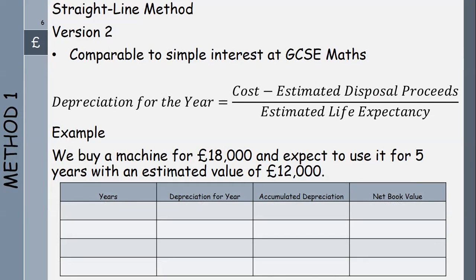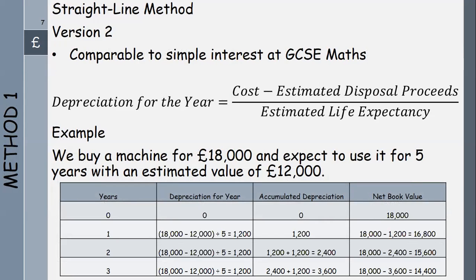So we buy a machine for 18,000 and expect to use it for 5 years with an estimated value of £12,000. That means it's going to decrease by £6,000 over 5 years. Divide by 5 and it's going to decrease by 1,200 each year. So the depreciation each year stays the same. It's still 1,200, the cumulative depreciation keeps building up, and the net book value keeps decreasing. So this one's more straightforward. The straight line method is a straightforward method. It's the same each year.